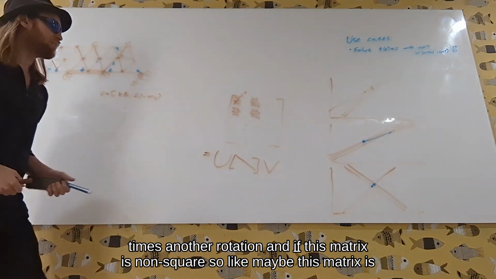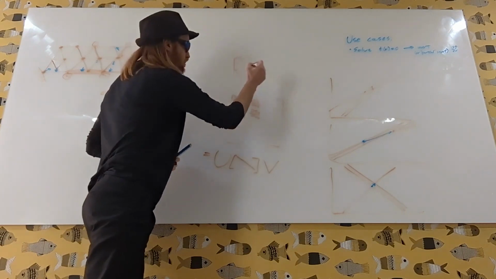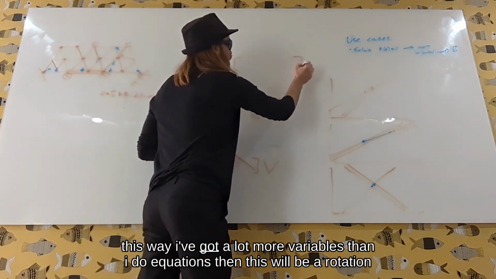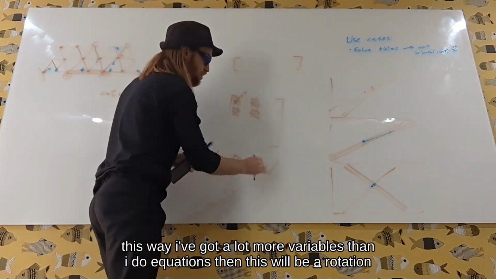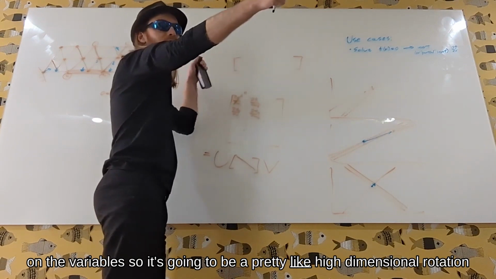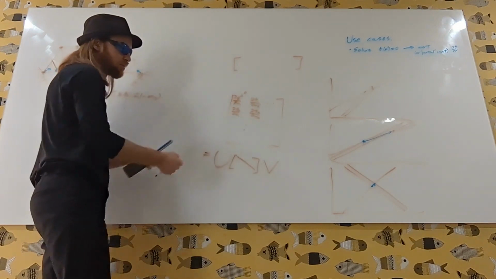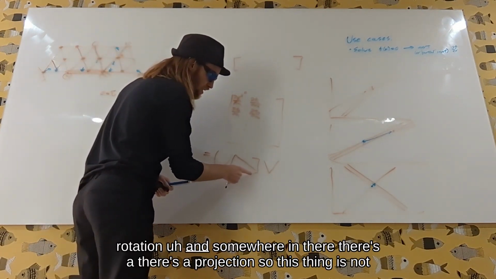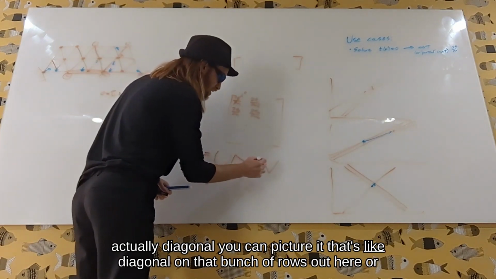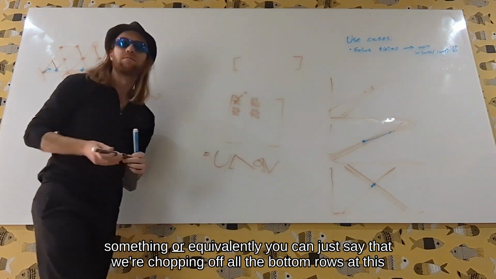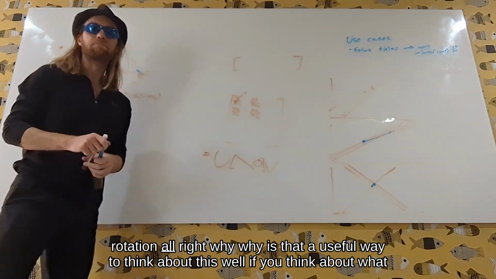Right? And if this matrix is non-square, so maybe I've got a lot more variables than I do equations, then this will be a rotation on the variables. So it's going to be a pretty high dimensional rotation. This will be a rotation on the equations, so it'll be a lower dimensional rotation. And somewhere in there, there's a projection. So this thing is not actually diagonal. You can picture it as diagonal and then a bunch of zeros out here. Or equivalently, you can just say that we're chopping off all the bottom rows of this rotation.